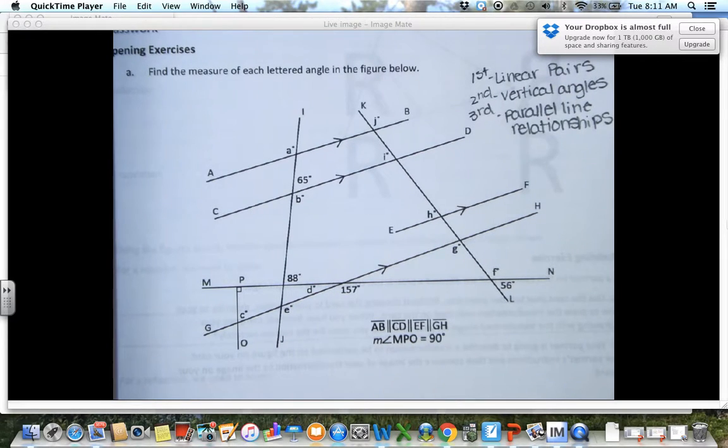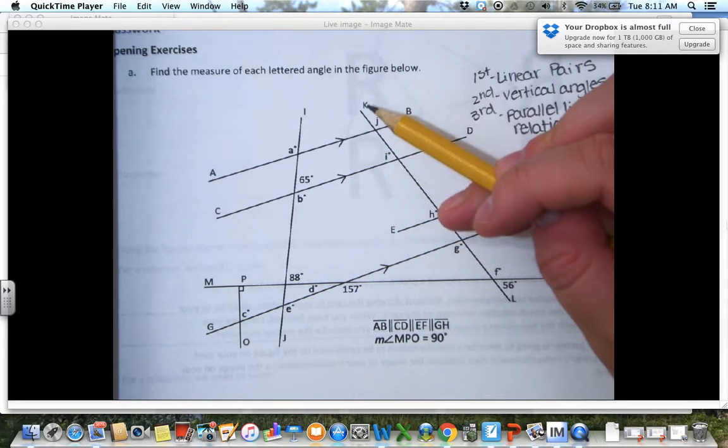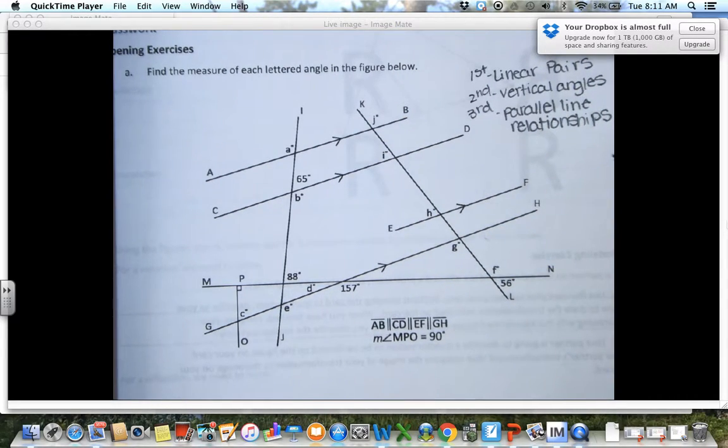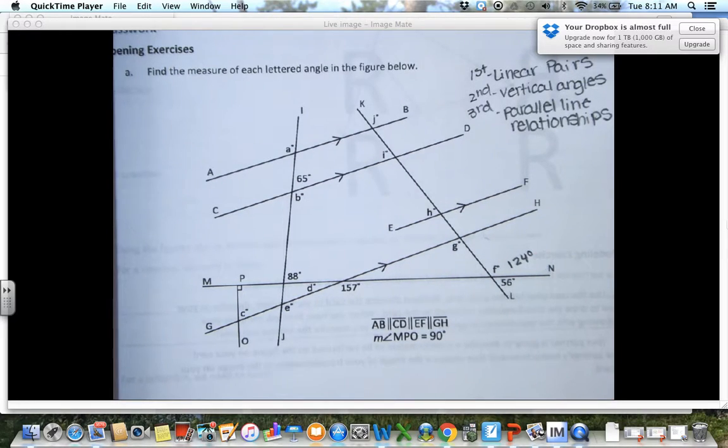So first, let's look at linear pairs. Right away, I see one right here. Angle F plus 56 equals 180 degrees because both of these angles are on line KL. So 180 minus 56 gives me 124 degrees. Beautiful. Now, even though this angle isn't labeled, I also know that this is a linear pair, but this and this are vertical angles. So I'm going to pause and come back to that.